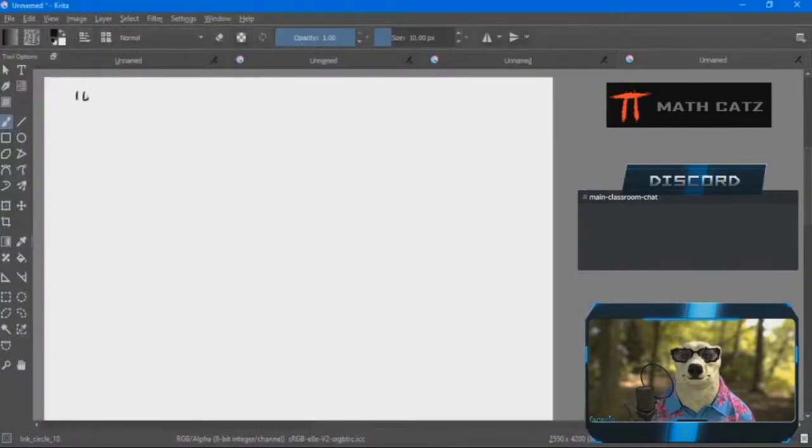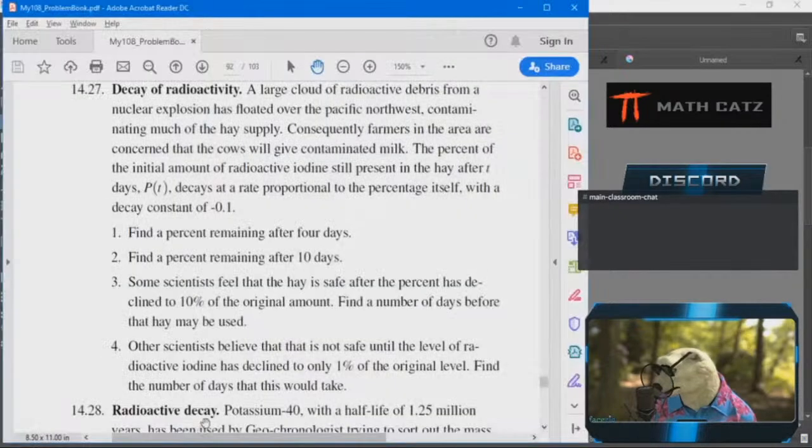1427. A large cloud of radioactive debris from a nuclear explosion has floated over the Pacific Northwest, contaminating much of the hay supply. Consequently, farmers in the area are concerned that the cows will give contaminated milk. The percentage of the initial amount of radioactive iodine still present in the hay after T days is now represented by P of T. So they define it for me.